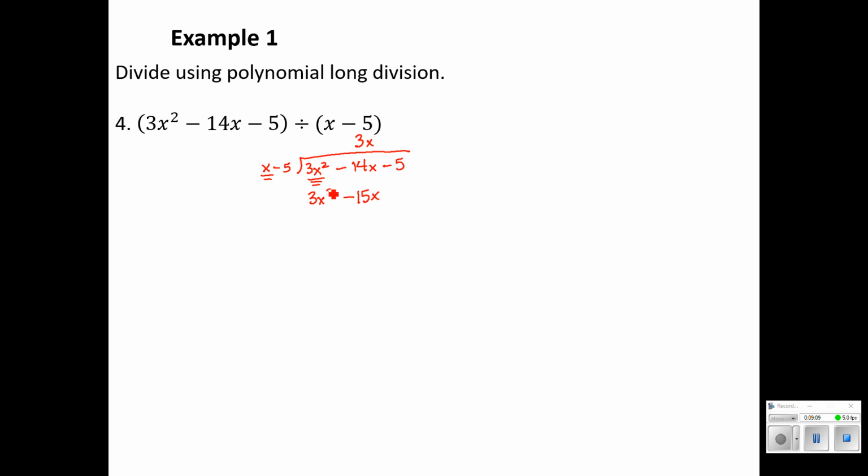Okay, and just like with our introduction, we subtract the 2, but I like to think of that as switching the signs and adding, because there is distribution taking place. The 3x squareds cancel like we wanted them to, and the negative 14x and 15x combine to make 1x, and we drop down the next term in line. What do I have to multiply x by to get x? It's just a positive 1. 1 times x minus 5 is x minus 5. Switch the signs and add, and we get a remainder of 0. So our solution is 3x plus 1.